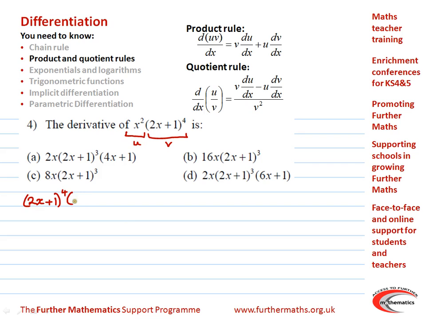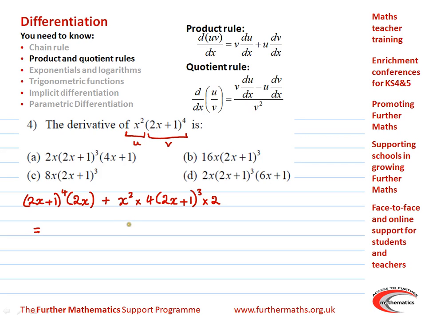We multiply that by the derivative of u, so that gives me 2x, and then we're going to add u, which is the x squared bit, multiplied by the derivative of v, so 4, and this is using the chain rule here, just as we saw in the previous section. So 4 times (2x plus 1) cubed, that's the outside function differentiated, and we've got to multiply by the derivative of the inside function.